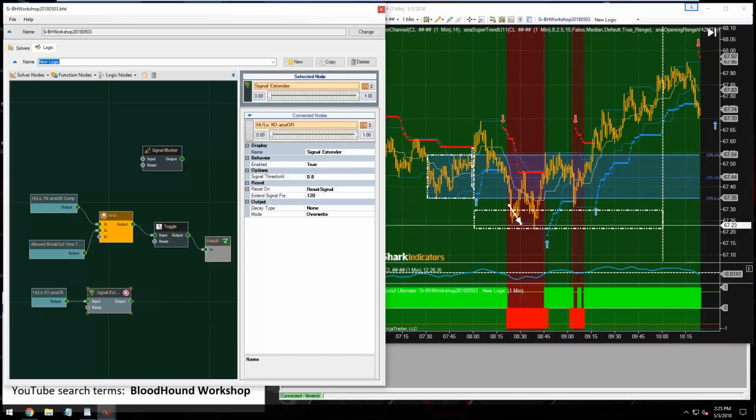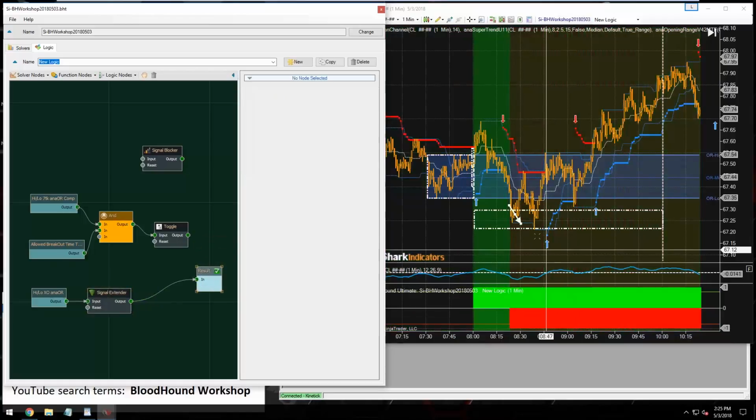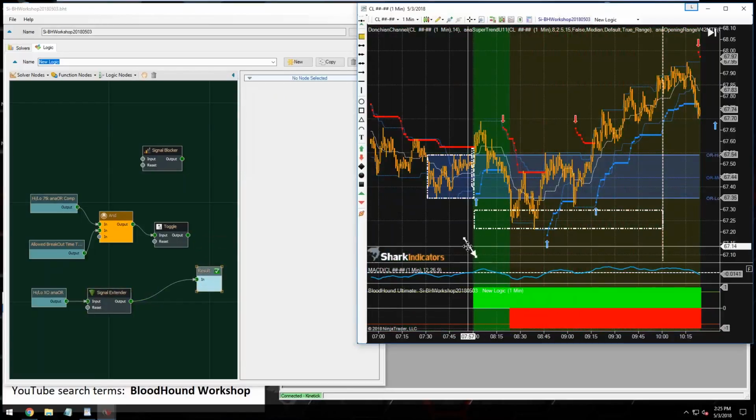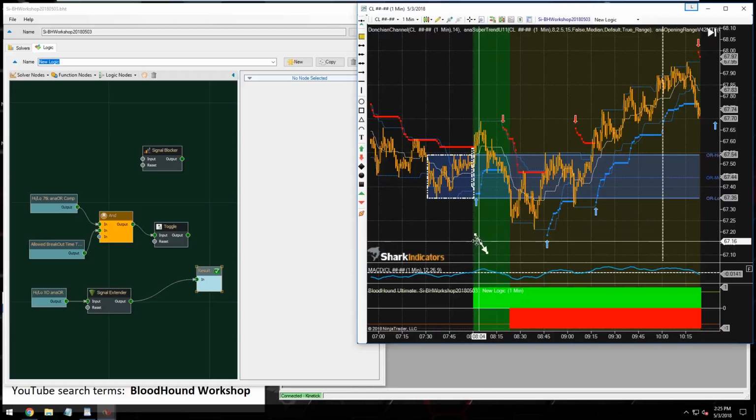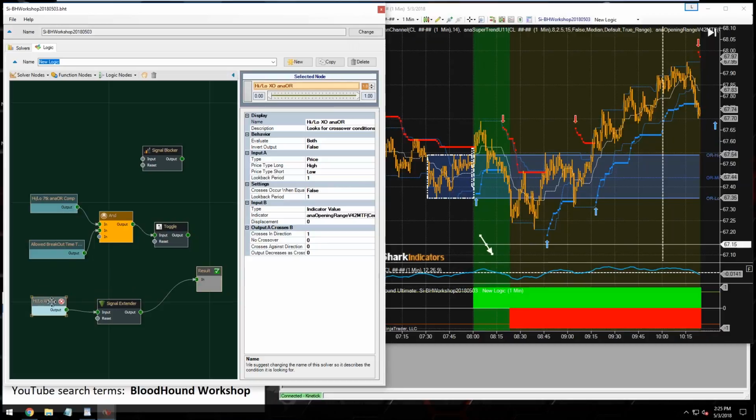So my signal extender will need to have long and short output at the same time. So we can see here there's only a long output coming from the signal extender. I need a short output as well. So what I'm going to do, actually I can just do that in the crossover solver here. I can use this output against direction and set that to 1 as well.